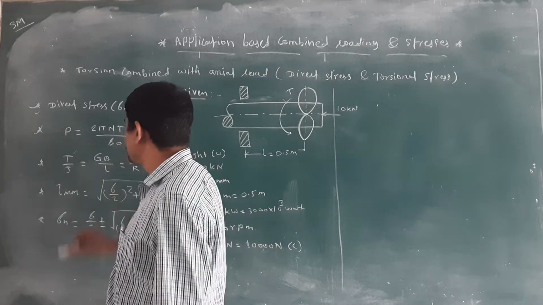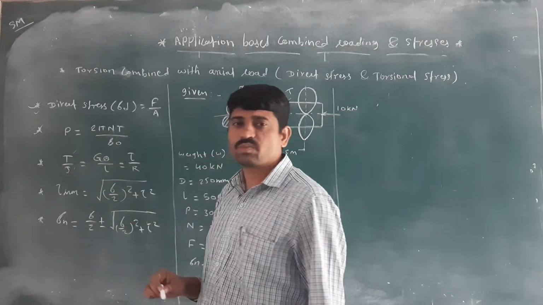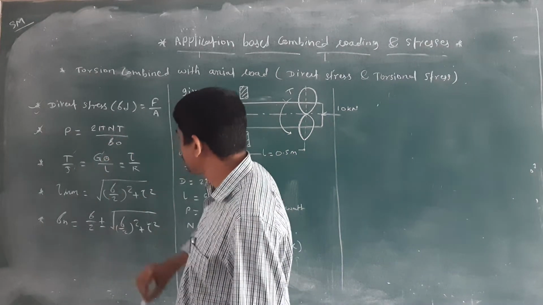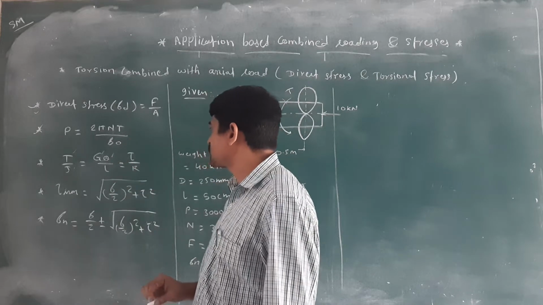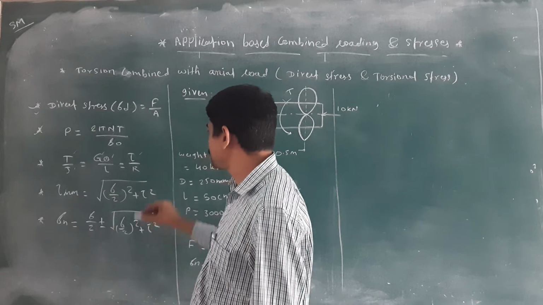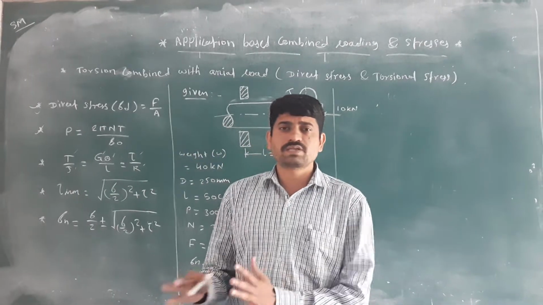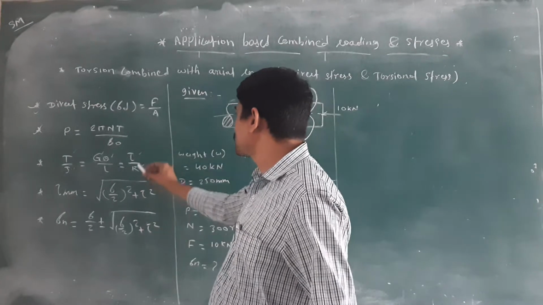What is T? Torque acting on the shaft. What is J? J is the polar moment of inertia. What is G? Modulus of rigidity. Theta is the twist angle, L is the length of the shaft, tau is the shear stress and R is the radius. All the details we have seen in the torsion unit. You should remember the formula.